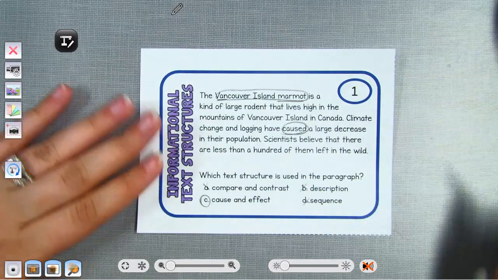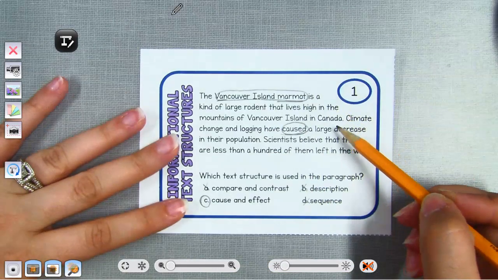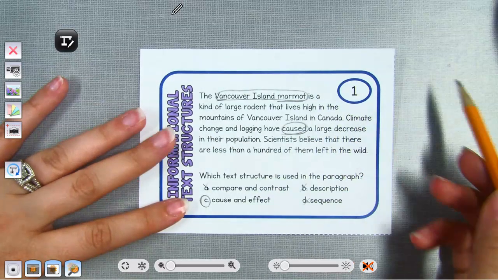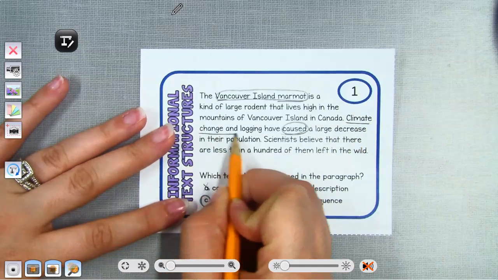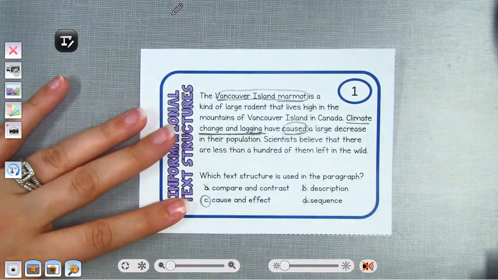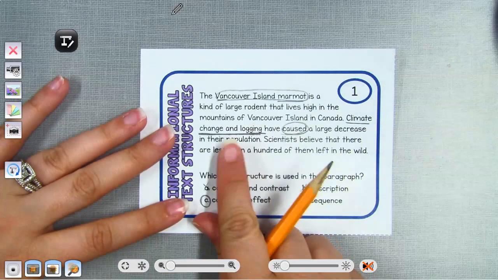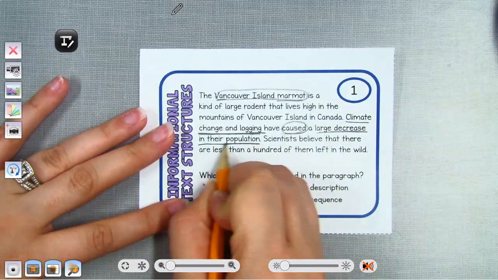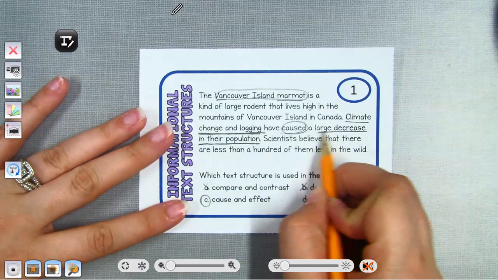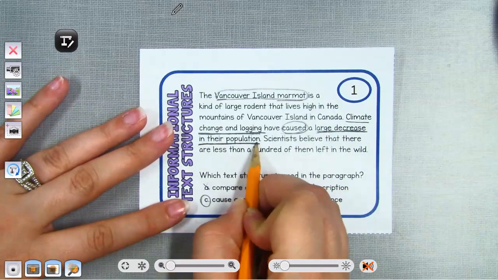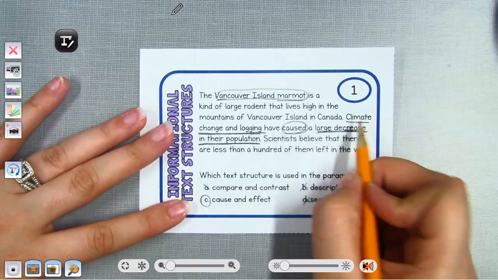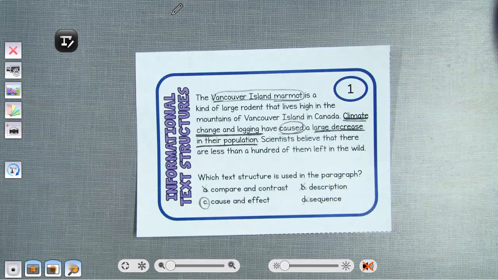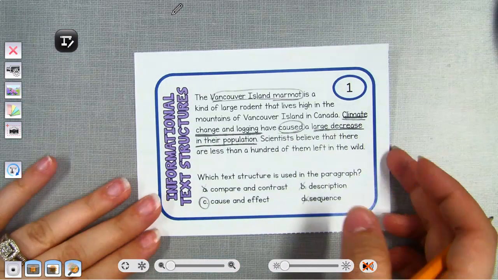Now let's look at this sentence specifically. Climate change and logging have caused a large decrease in population. So climate change and logging is our cause. That is why it happened. And a large decrease in their population is the effect. This is what happened. A large decrease in their population is what happened. Why it happened was because of climate change and logging. Okay, so that one is cause and effect.